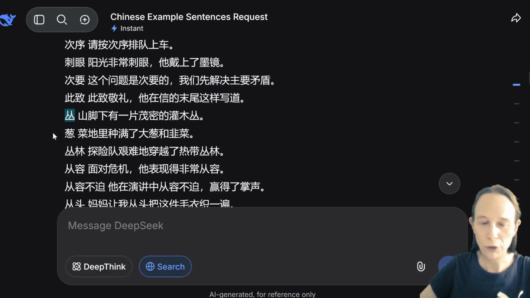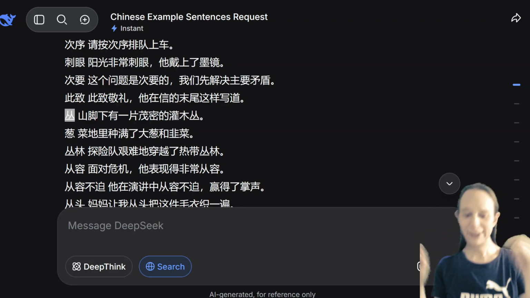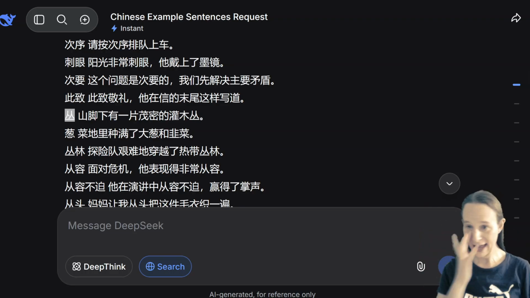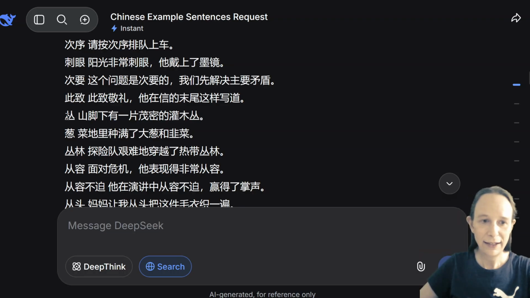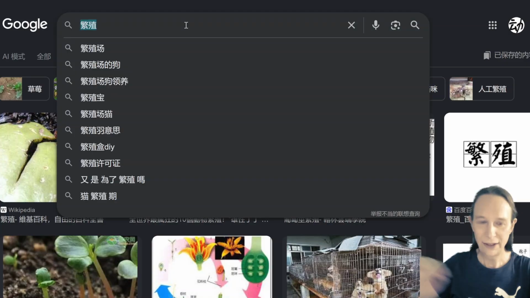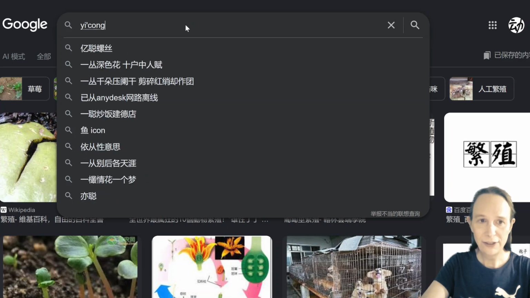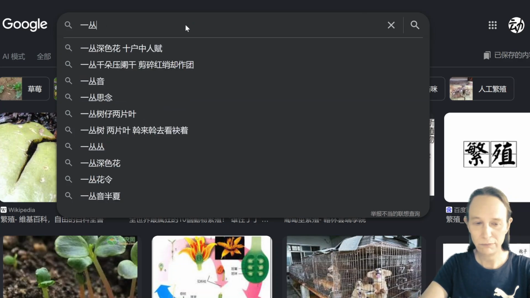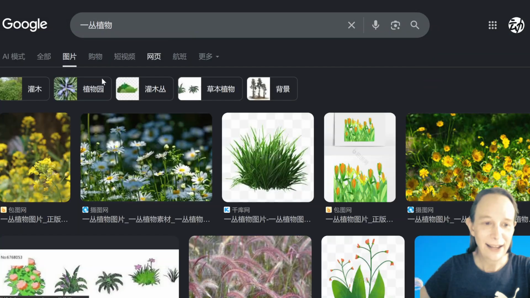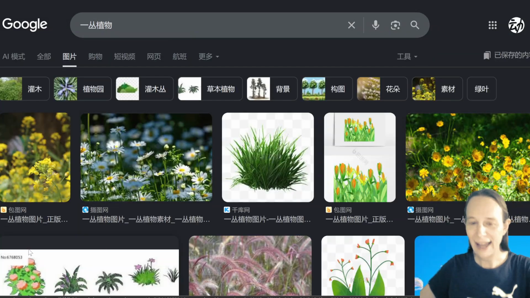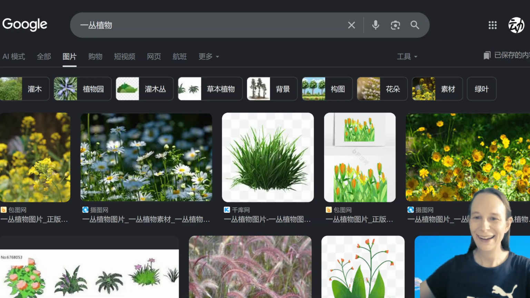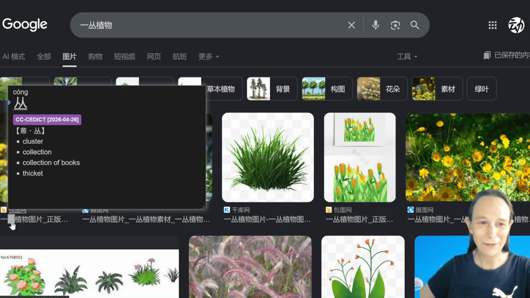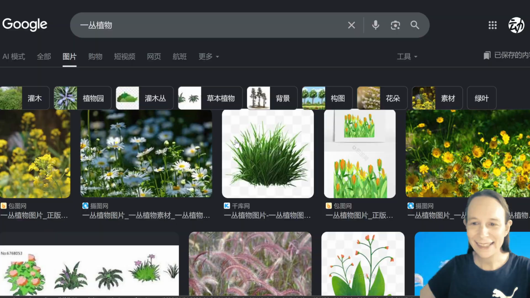Okay. 丛. 丛 is used for things like shrubs. You see, it's used as a measure word. 一丛植物. So it's kind of, I don't know, a thicket of plants. Yeah, a thicket. A thicket of plants.